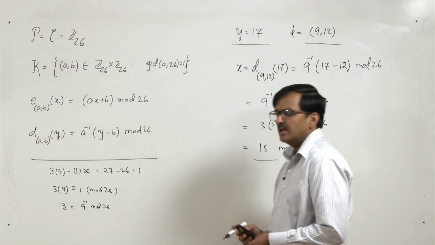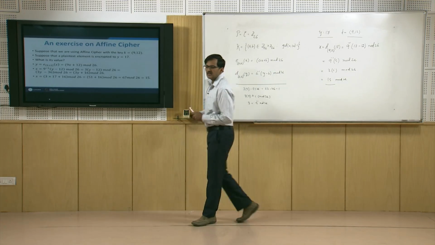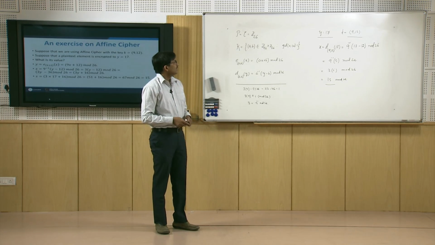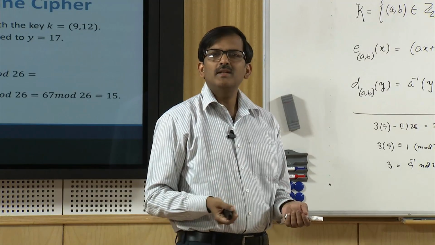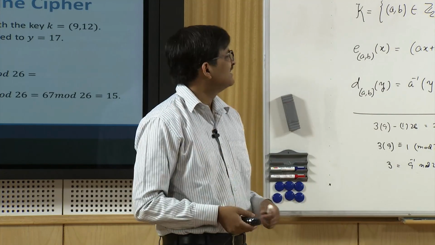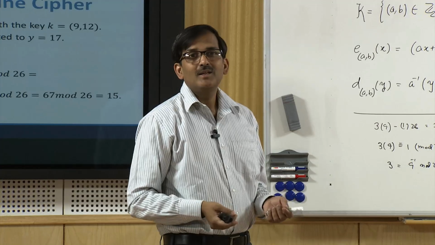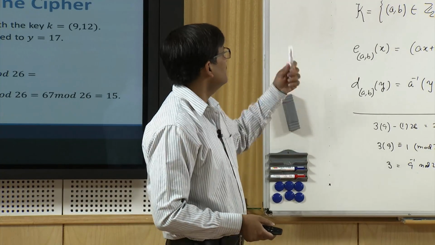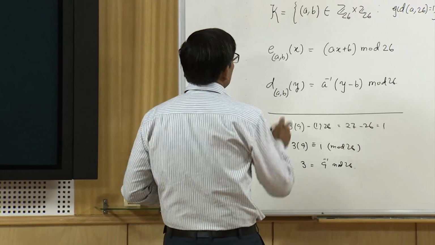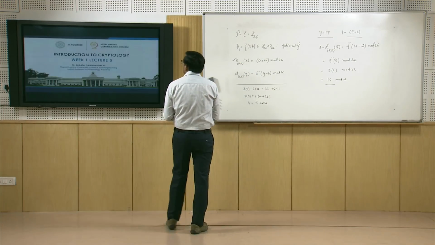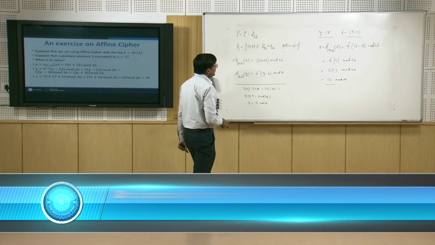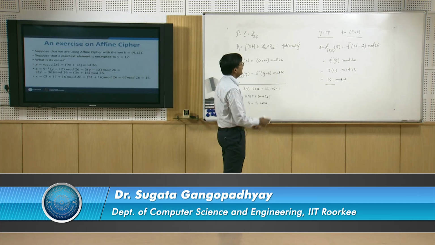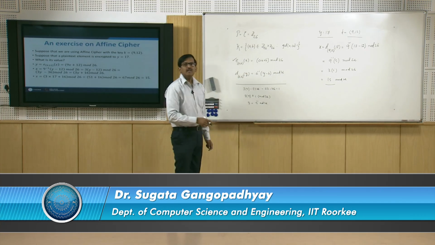Now, we can have many other problems like this, and you will get some problems like this in the assignment. We can as well try to cross check our result by going the other way around, just to check whether really everything is all right. We can start from x here and use the encryption rule, which is given over here, by putting the appropriate values of a and b, and then we can check whether we are indeed getting 17 if we start from 15 as the plain text.